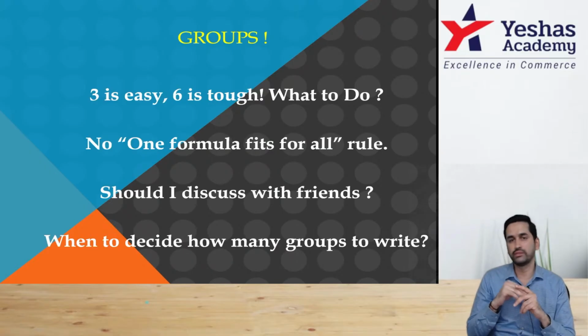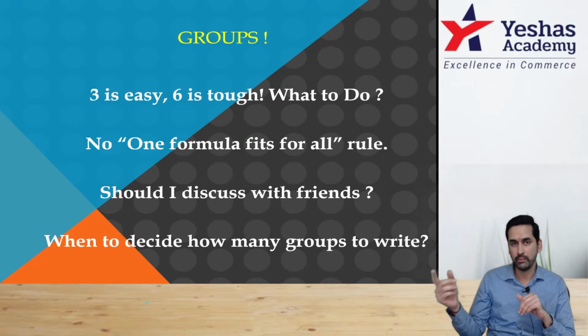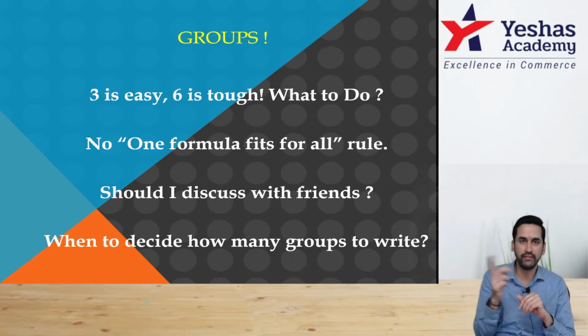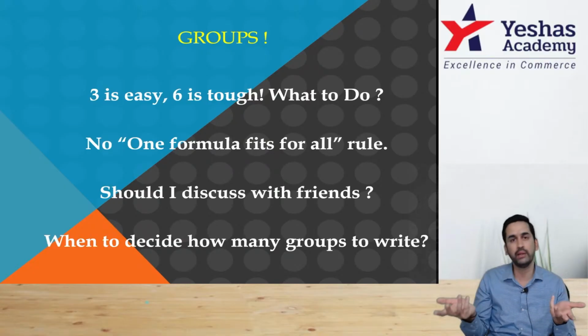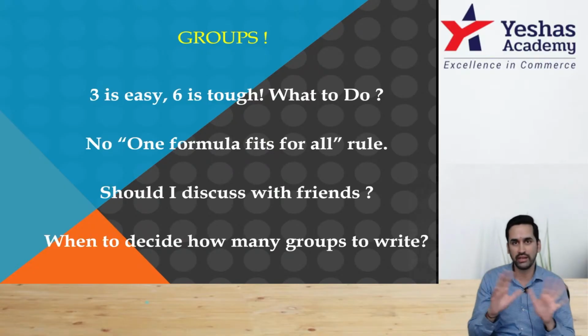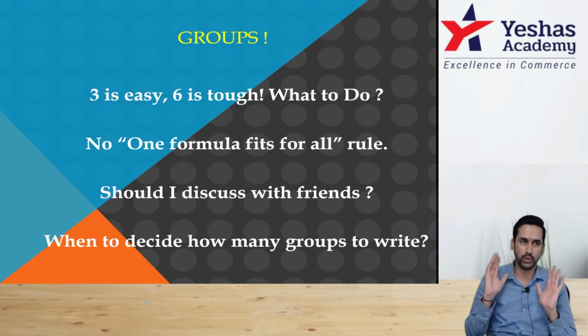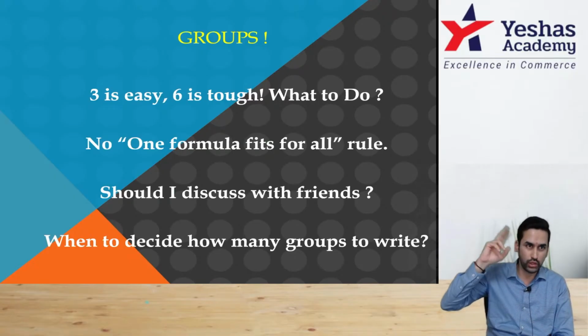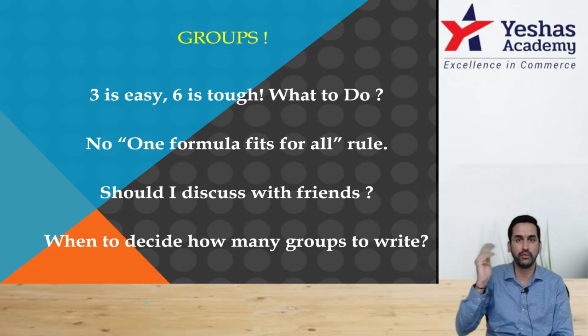Should I discuss with friends? Definitely no. Big no. Because they may be good in the second group, you may be good in the first group. And when you discuss, it won't surely help you. Please understand this. Everyone has their own strength and weakness. So you can't decide based on discussion with friends. When to decide how many groups to write? Just now I told you, 30 days before the exam, you take that final call. And once you take that final call, don't think again. You should never be in that confusion mode even 5 days before the exam.